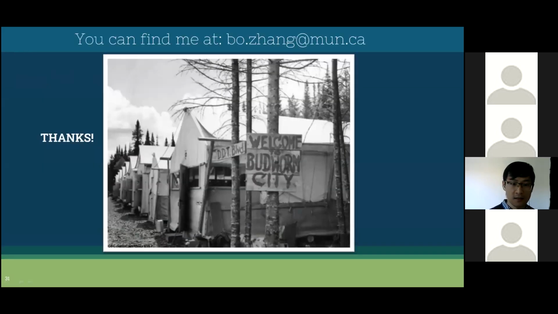And this is a photo from the 50s. This is the base in northern New Brunswick where they did the DDT spraying. It was called DDT Boulevard. All the workers had these tents. Thank you, and welcome to budworm city. It is coming to Newfoundland for sure. And I'd like to take questions.